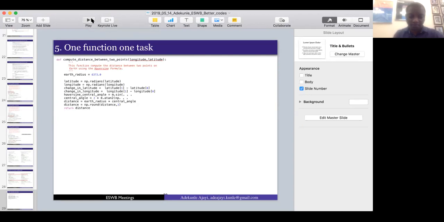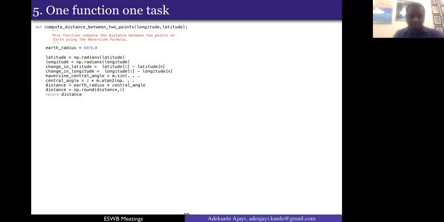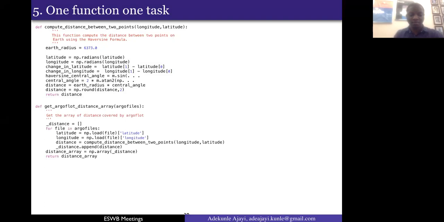Yes. So I was saying one function, one task. This is very important. In my previous slide, I've shown you a script, a function that computes the distance between 2 points, giving the longitude and the latitude. Now, I want to go further. I want to compute the distance for so many files, not just for one file. I can get the latitude and the longitude from each file and compute the distance.